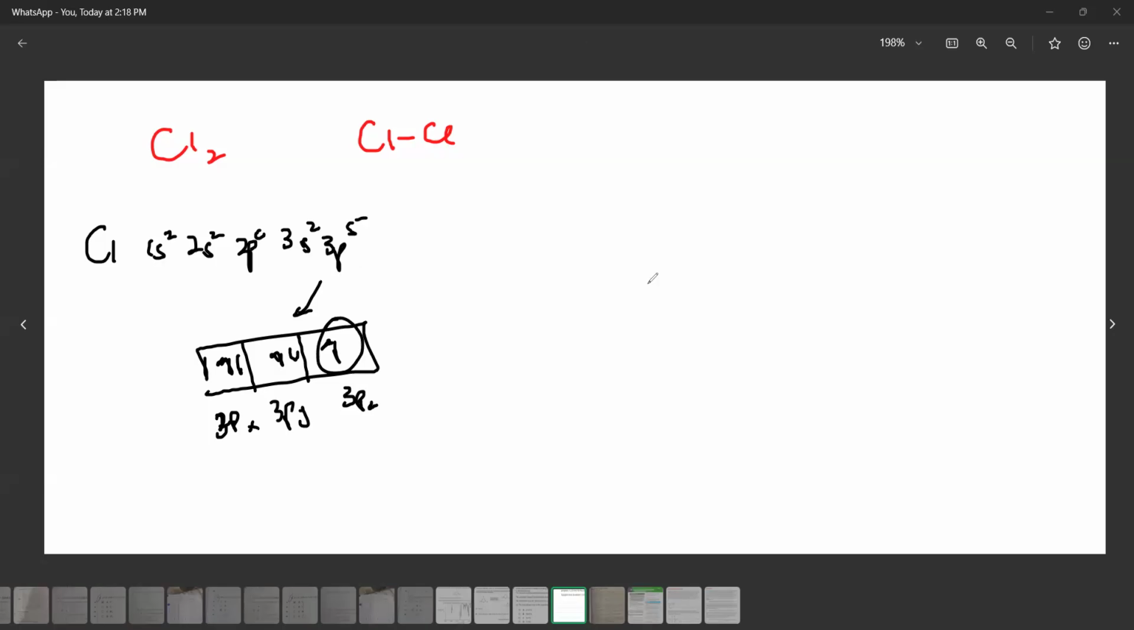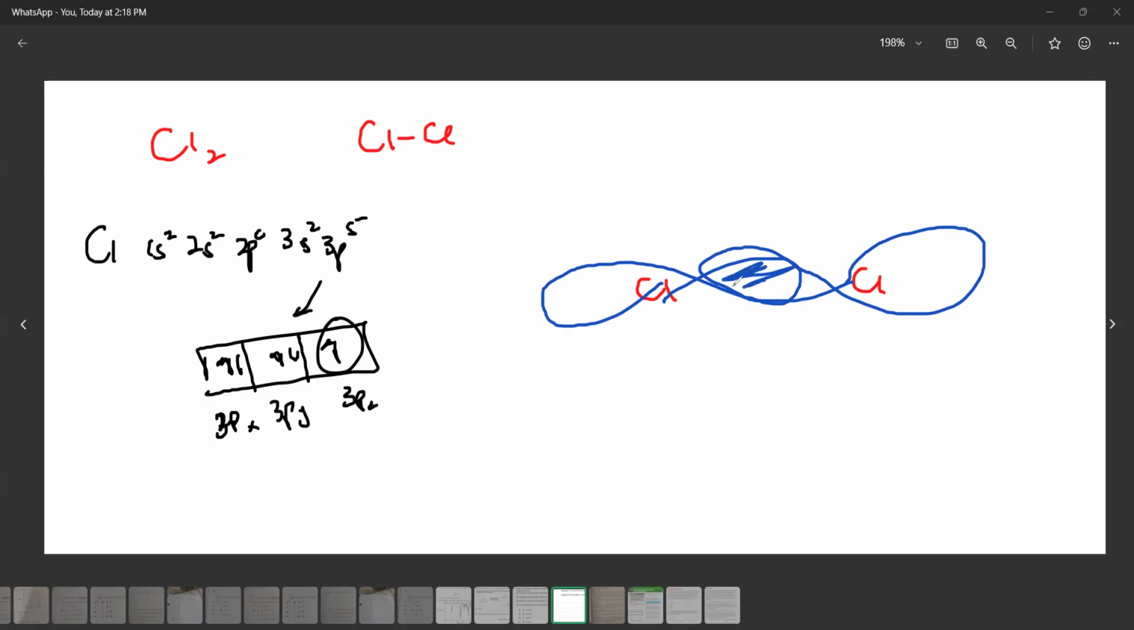So when we draw this chlorine, this is one chlorine and this is another chlorine. If we draw pz, you can draw in any direction. Let's say this is representing pz for one and this is representing pz for the other. So the orbitals are completely overlapping. So whenever there is a single bond, it will always be a sigma bond. Single bonds are always sigma.